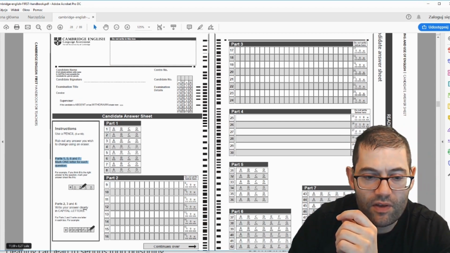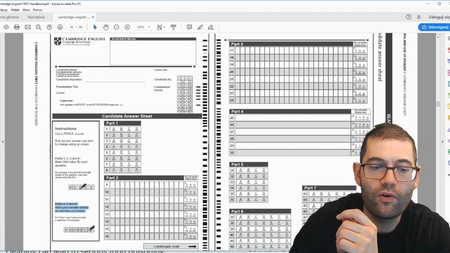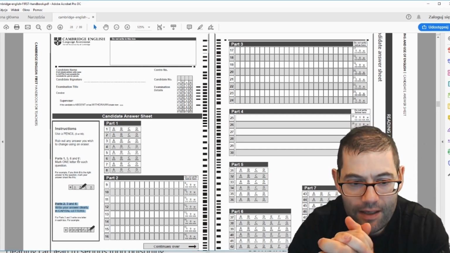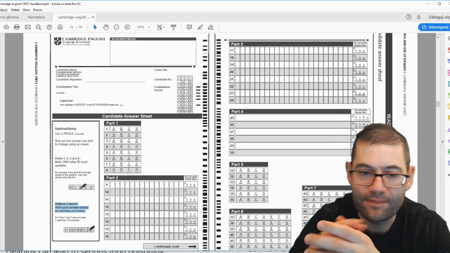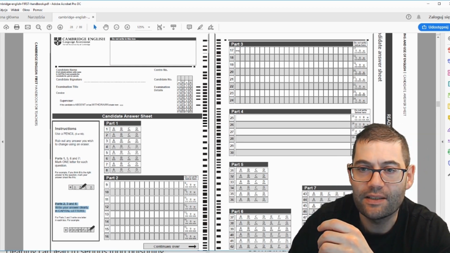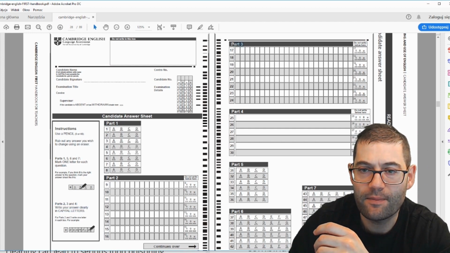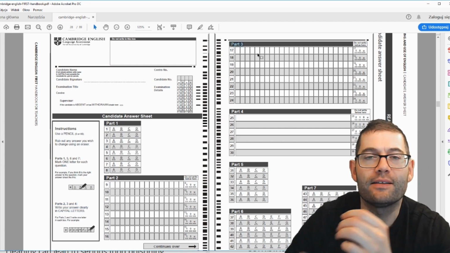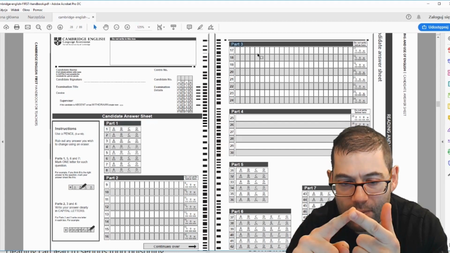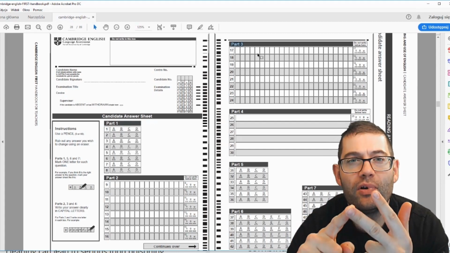And then you've got specific instructions for parts 2, 3 and 4. Write your answer clearly in capital letters. Of course, 1 letter per box. So you can see here, this is part 3. This is what we're going to have a look at today. And so in pencil, capital letters, 1 letter per box.